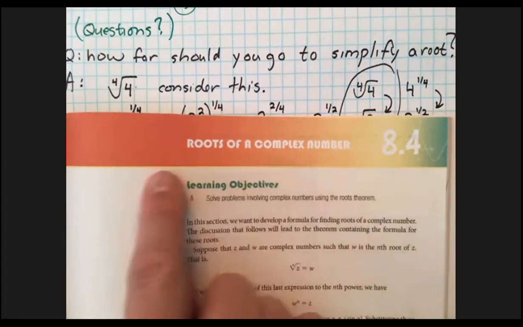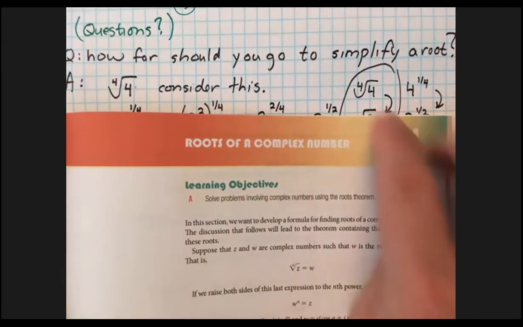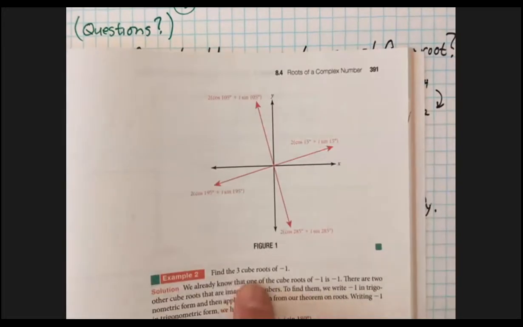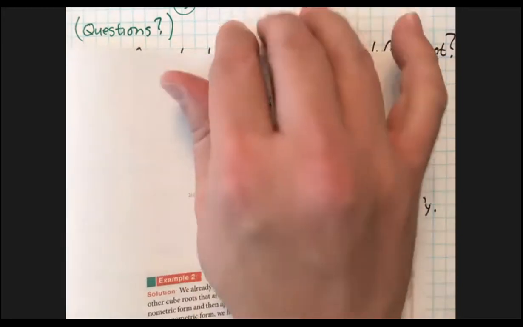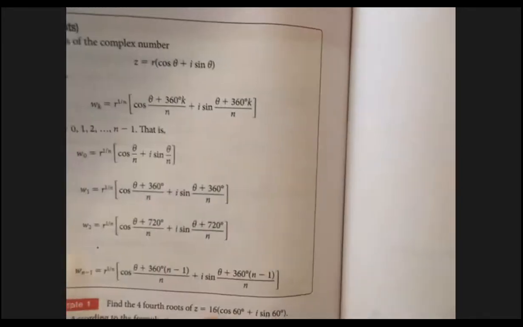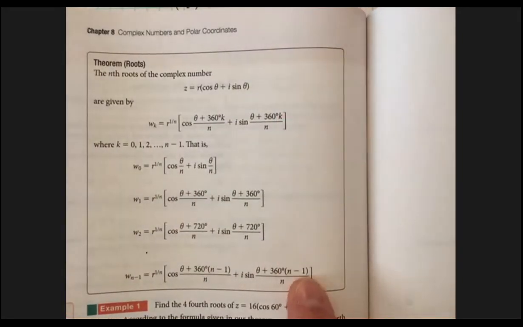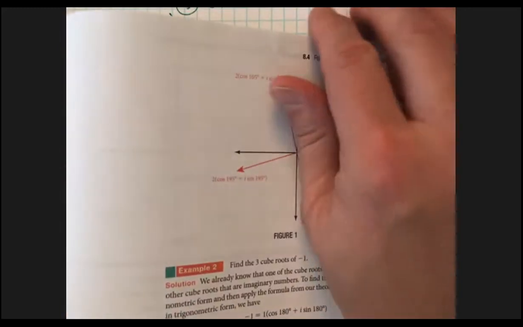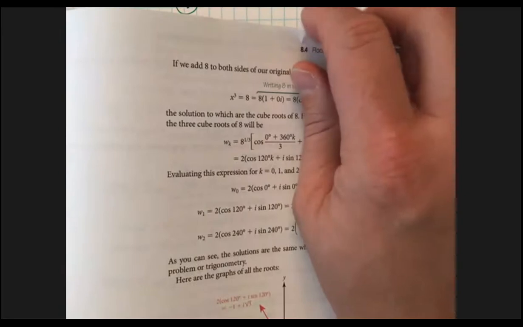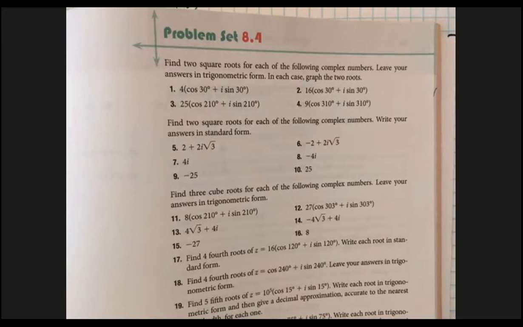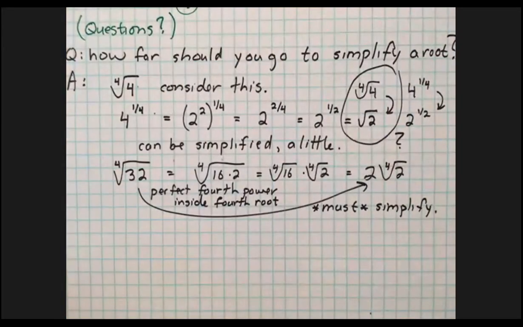Trevor's question, what section is this problem from? Definitely section 8.4, roots of a complex number. And you'd see problems like 3 cube roots of -1, 4 fourth roots of this complex number. This is page 390, but I'll just point you to the section. These are the instructions for taking roots like that. Is there one even closer to your problem? You know, several problems close to it in the examples and the homework.